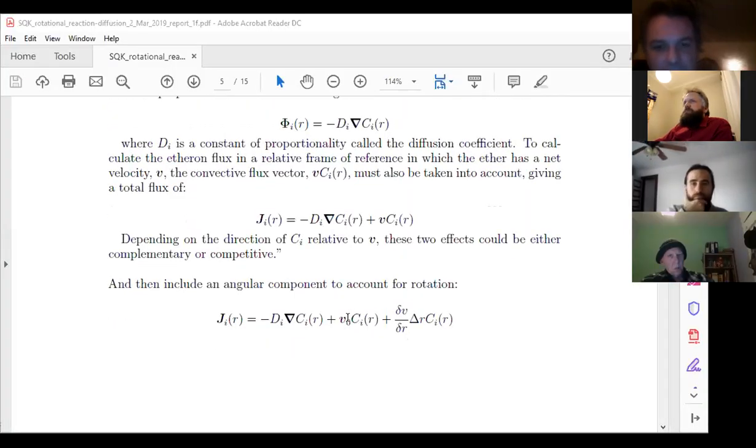Okay, so this is what I've done here. We've got Fick's law: the diffusive constant multiplied by the rate of change of concentration of etherons. Then if it's moving in a relative frame of reference to something else, there's its velocity times concentration. That's what Paul put in originally. So I'm saying now, add another term, which is the rotation. If there was no rotation, this term would be 0.